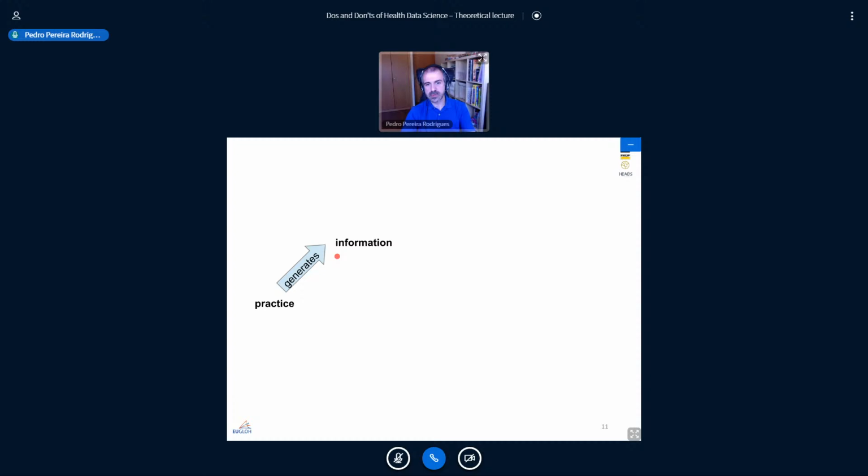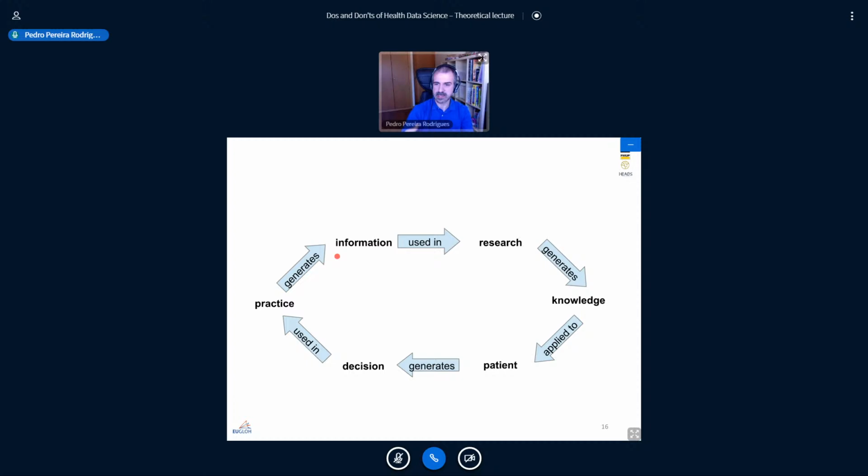So usually what we do is to look at a clinical practice which generates information that is used in research to generate knowledge. And this is the usual process of a clinical study, for example. But then what we want to do is to apply this knowledge to patients, generating a decision that is used in practice. And this way, we're closing the loop. The problem is that this loop usually takes a long time. So this is where data science can be helpful.